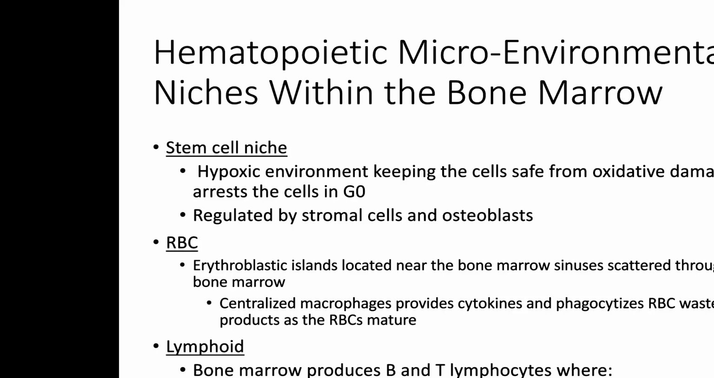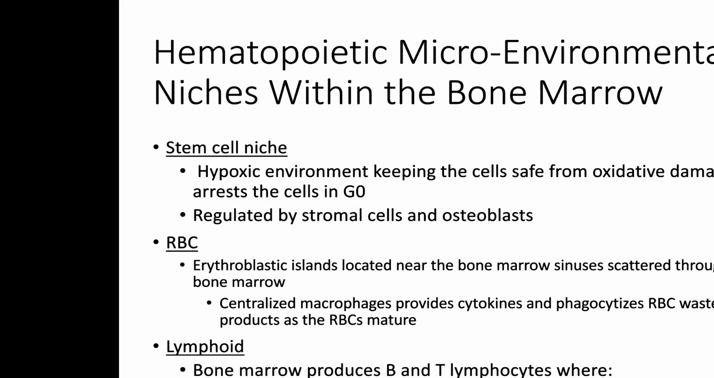The stem cell niche is designed to help keep cells safe from oxidative damage while also keeping the cells in G0, and that'll be primarily regulated by your stromal cells and osteoblasts. Your red cells niche is where your red cells are, and they're located near the bone marrow sinuses. Again, they surround these macrophages who help provide cytokines to tell them to keep growing while also getting rid of RBC waste and poorly developing RBCs.